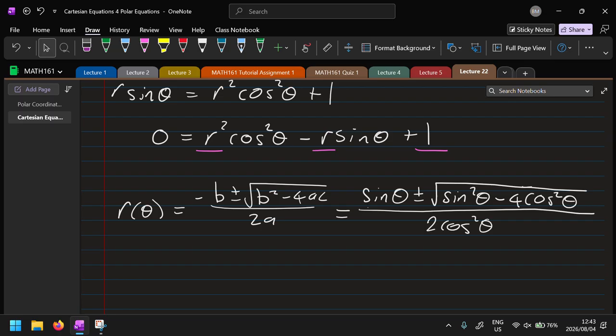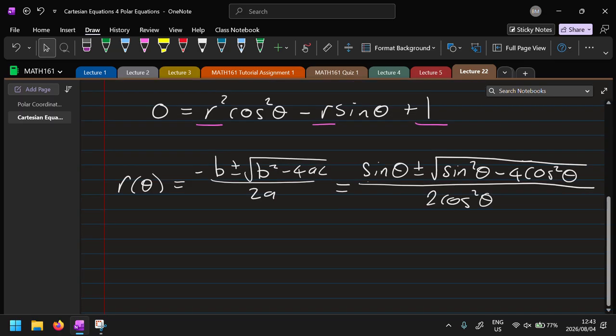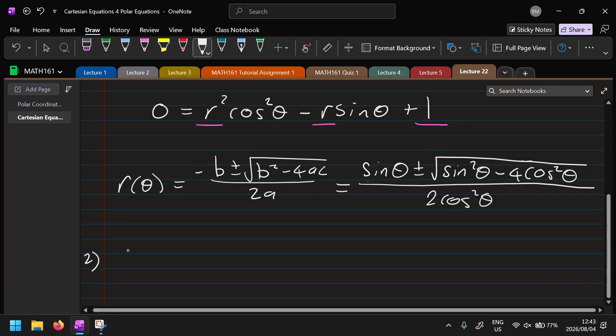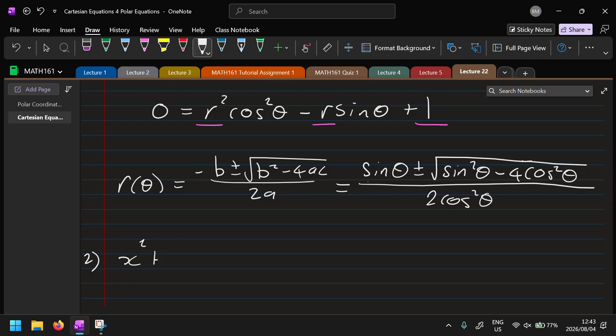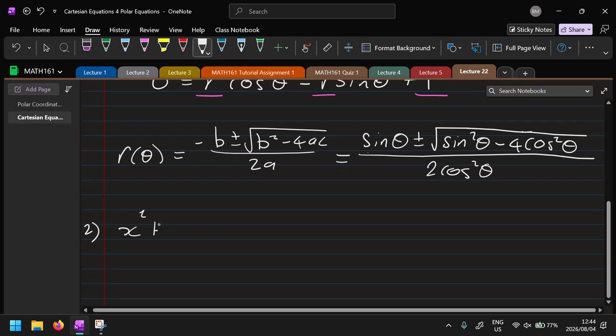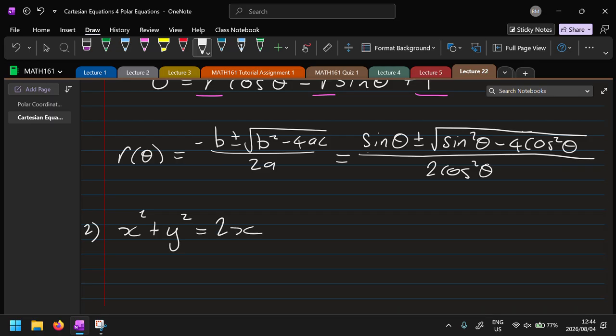Let's look at one more, and then the last one will be for homework. So number 2. Minus b, so minus sine theta is sine theta, minus to get that there. Okay, so number 2, we have x squared plus y squared equals 2x.